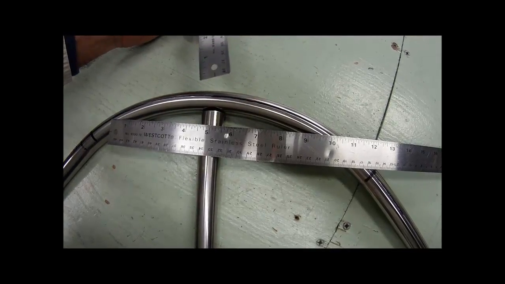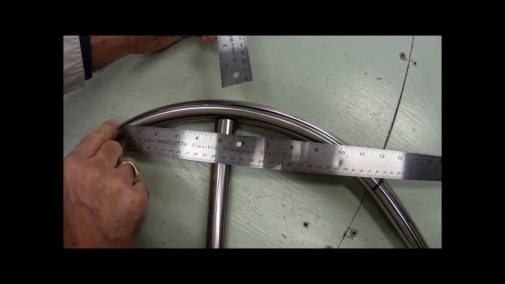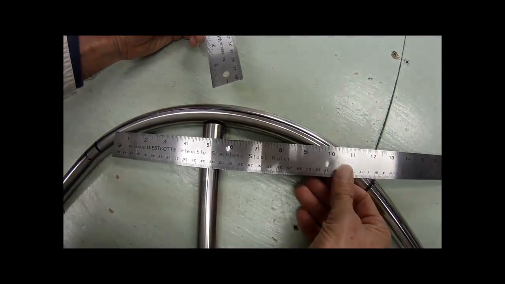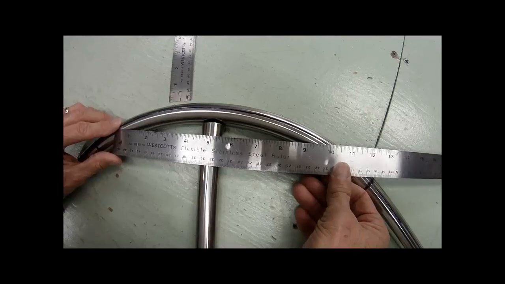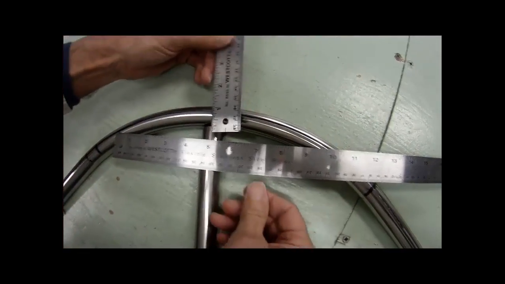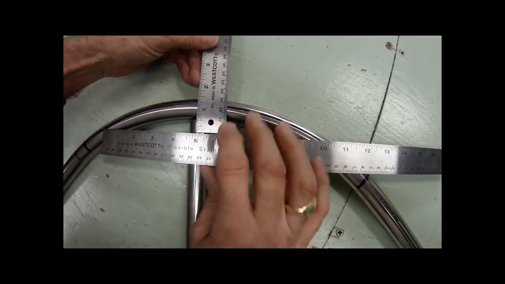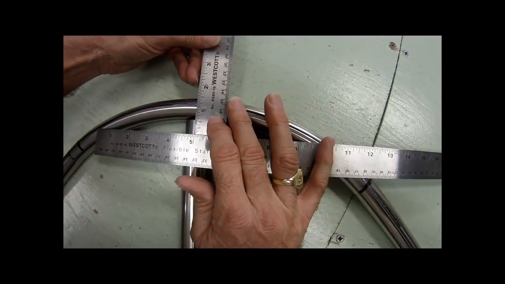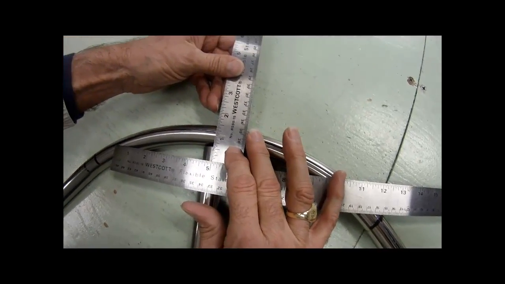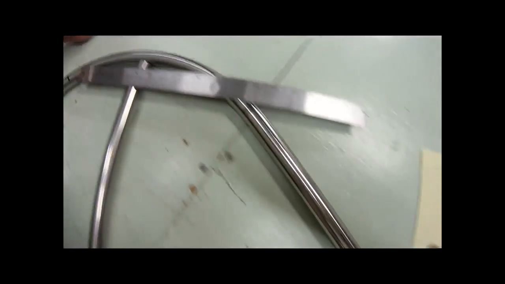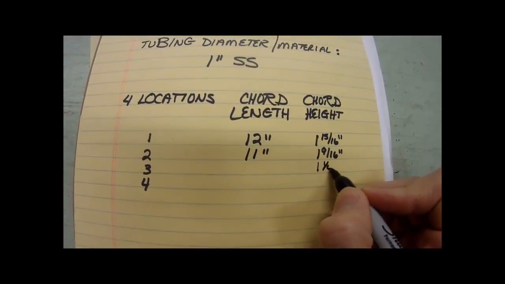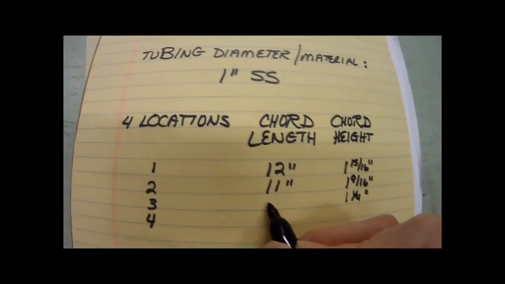So now we have a reading at 10 inches. 0 is at one center line, and 10 is at the other center line. Like that. And then at 5 inches, which is half of 10, we're going to go up and measure this. And we're going to get, let's call it 1 1/4 inches. So the chord height is 1 1/4, and the chord length is 10 inches.